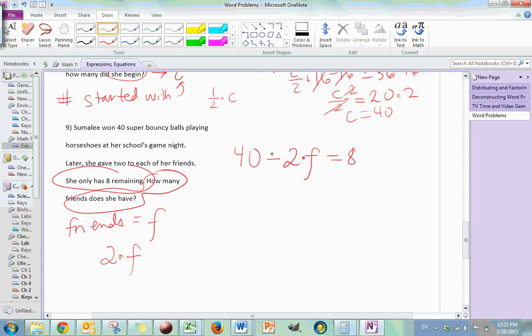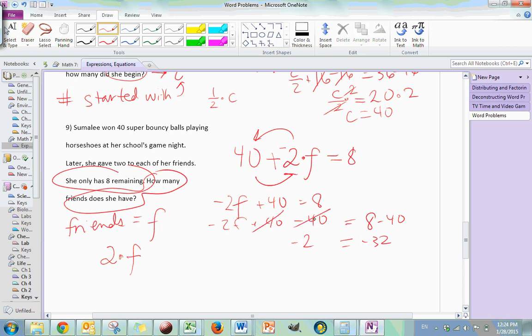At this stage, we can flip the subtraction sign, okay? And so I'm going to rewrite the problem, but I'm going to switch the terms around. Negative 2f, we don't need the multiplication sign, plus 40 equals 8. Subtract 40 on both sides. That's negative 32, negative 2f, divide by negative 2, and I get f equals, and that's going to cancel out the signs, 16.